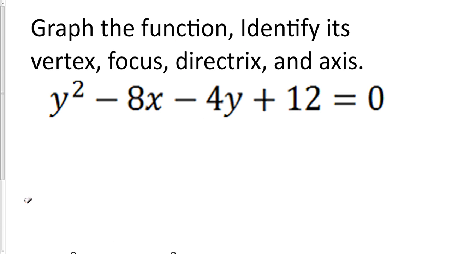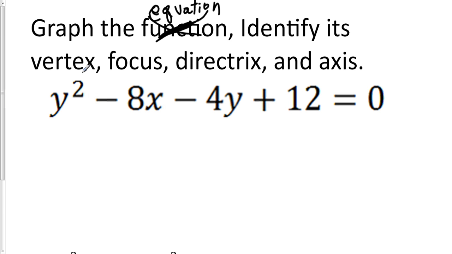So it says graph the function. Well, this is actually not a function, so that is a mistake. This is not a function. So I should say graph the equation, because this one is not a quadratic function actually. This one is just an equation, and when we graph it, we're going to see that it's actually not a function. So graph the equation.